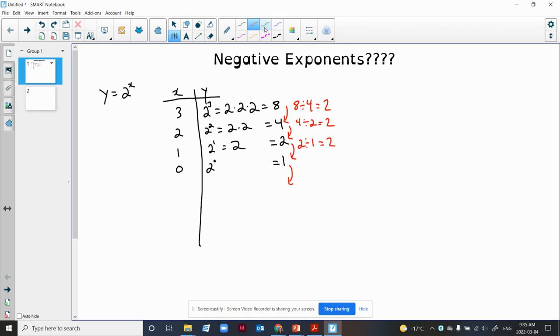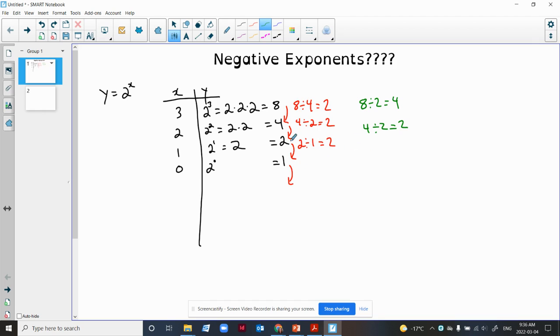So that means that if I wanted to find this number, if I didn't know this number, I could do 8 divided by 2 equals 4. And that gives me my next value. So 4 divided by 2 equals 2. Right? So that continues. We can always divide our previous value by 2, and that's going to give us what our next term is.